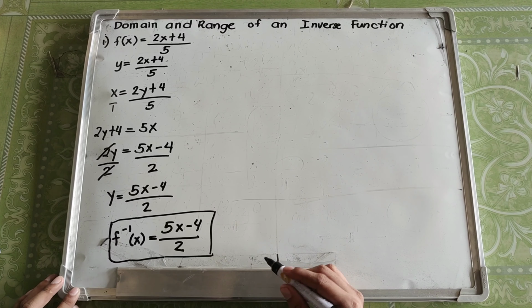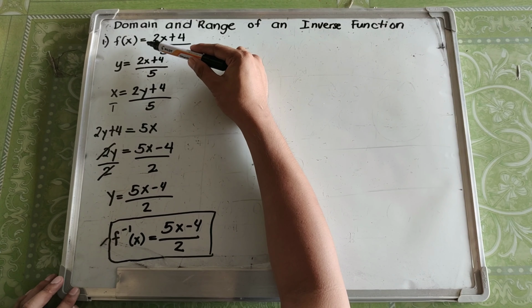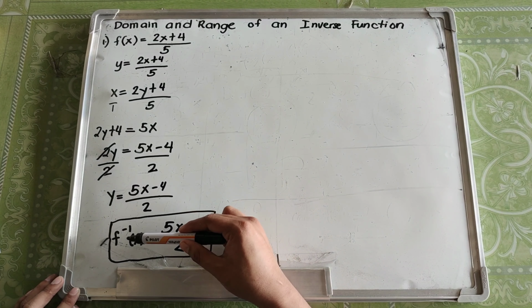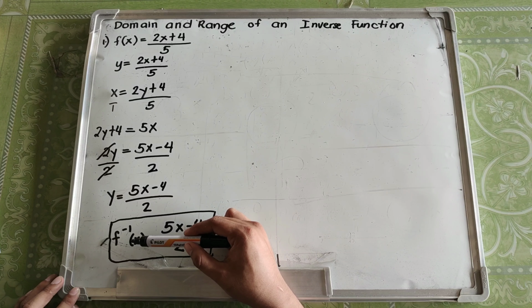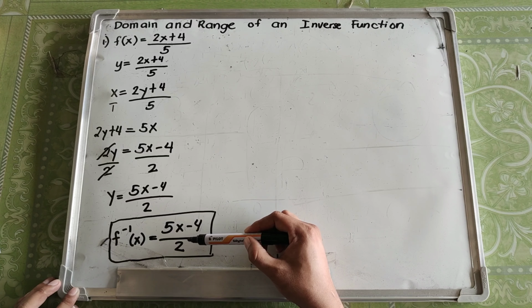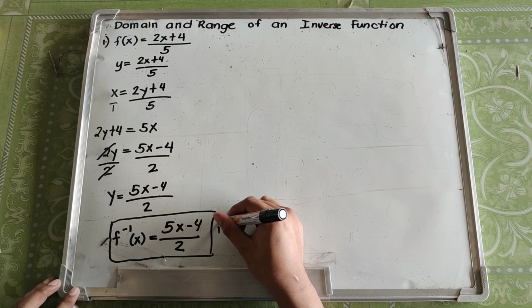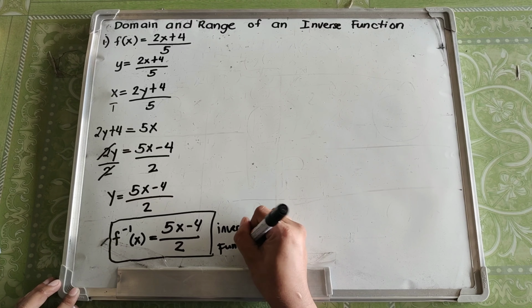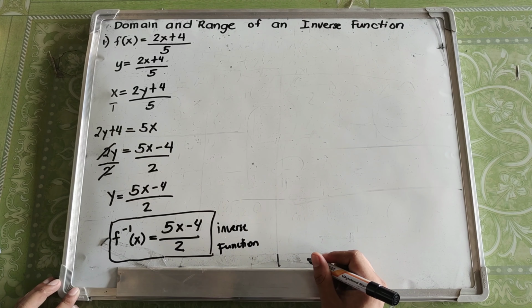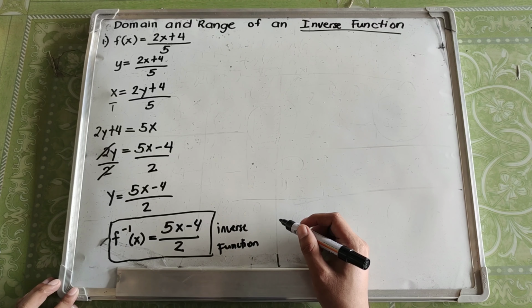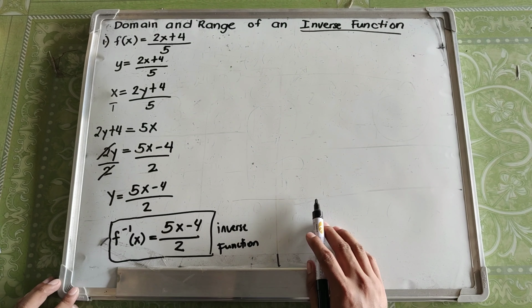Okay? Therefore, our rational function is f of x is equal to 2x plus 4 all over 5. And inverse of this equation is f to the power of negative 1 of x is equal to 5x minus 4 all over 2. So this is now our inverse function. Okay, we are done with finding the inverse function. This time, we have to find the domain and range of an inverse function.